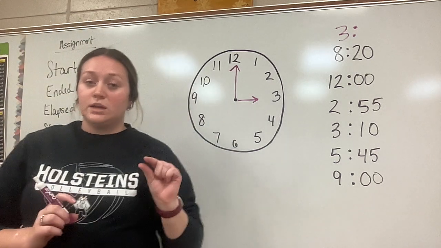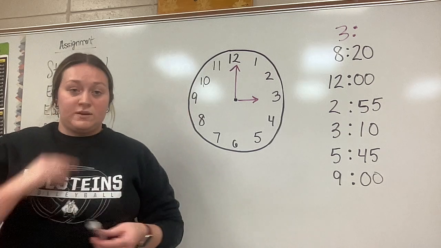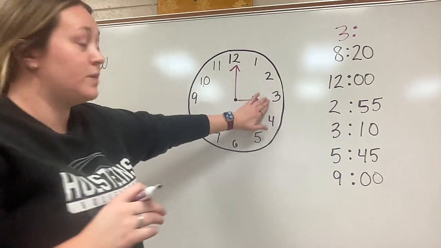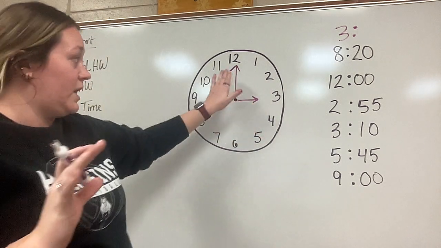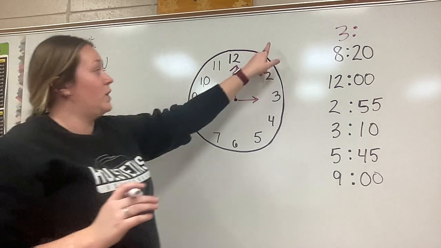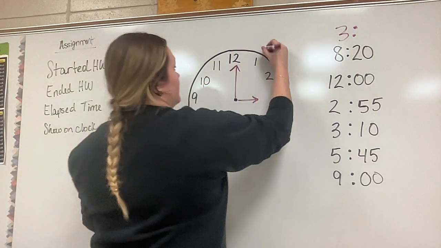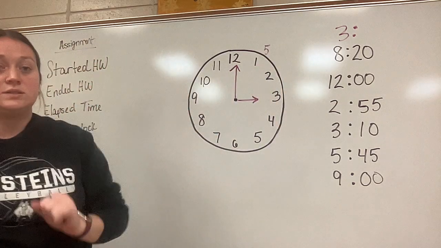This is where it can get a little bit complicated. We've worked on multiplying by 5s. Each big number on here is worth 5 minutes for the big hand. So if I go, what is 5 times 1? It's going to be 5. So when I'm at the 1, that's 5 minutes.